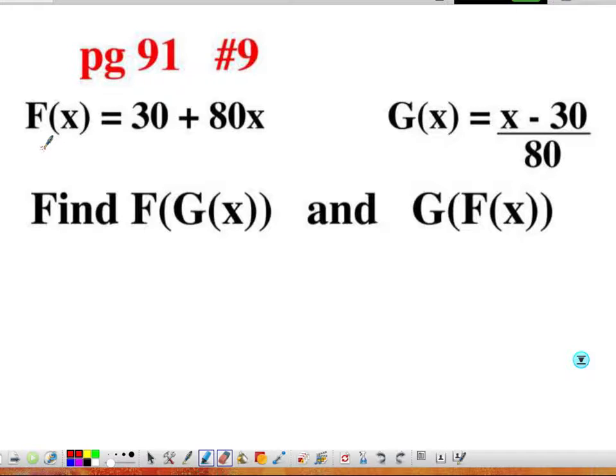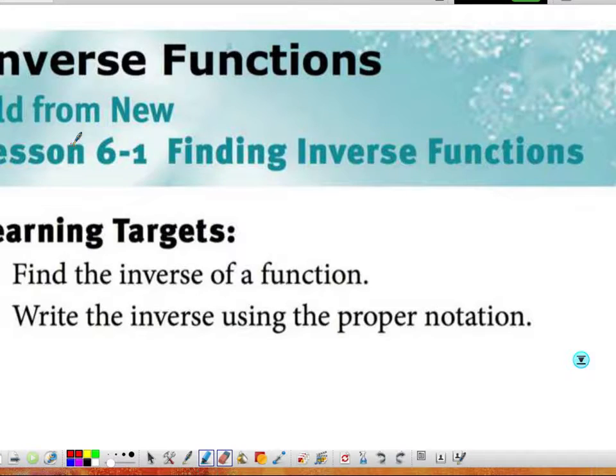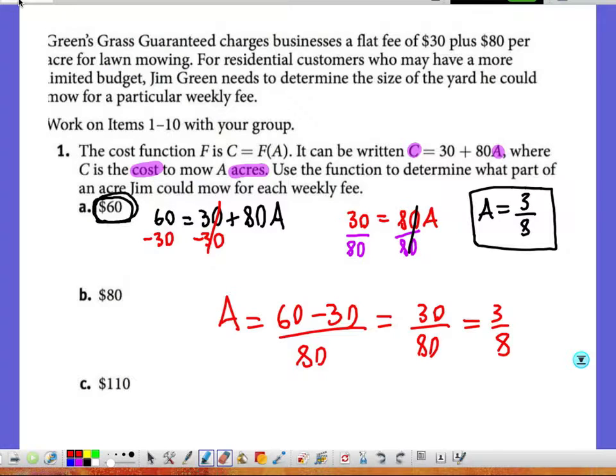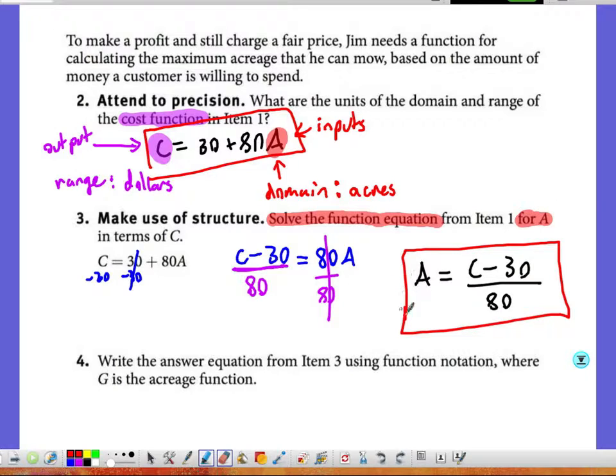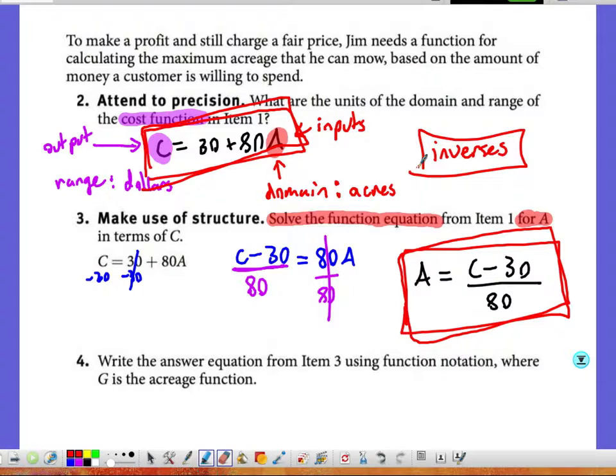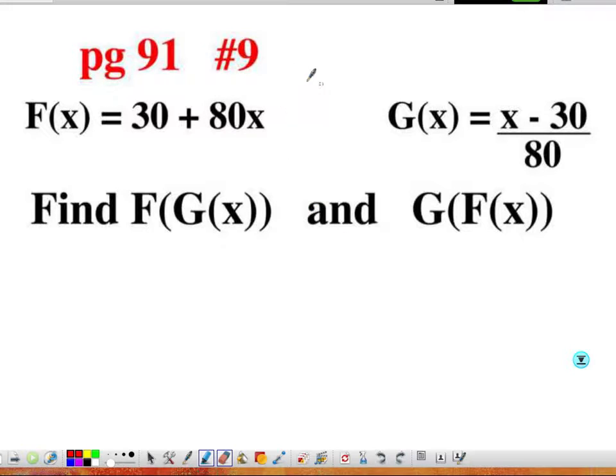Now, what we want to do is find the composition of both of these functions. And let me just go ahead and tell you that because we found this function by solving for a from this function right here, these functions are inverses. And we're going to look at some properties of inverse functions. Again, these functions are inverses. And let's take a look at what happens when we take the composition of the functions that are inverses of each other.